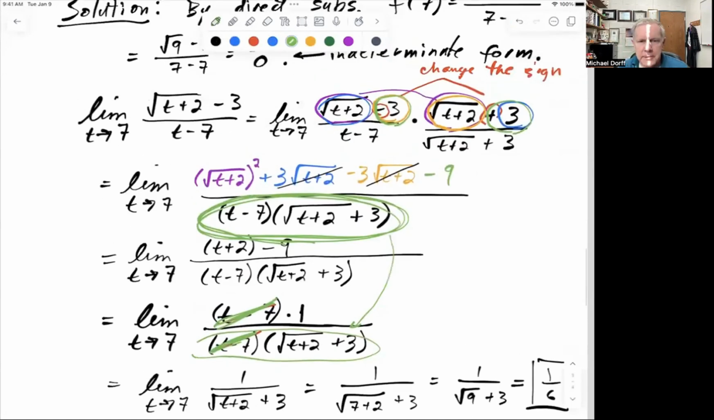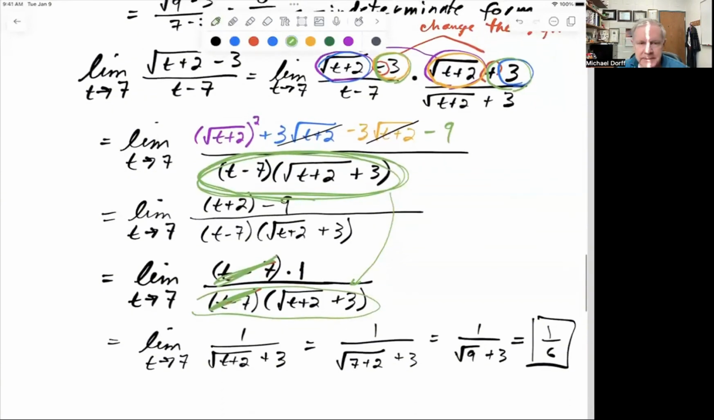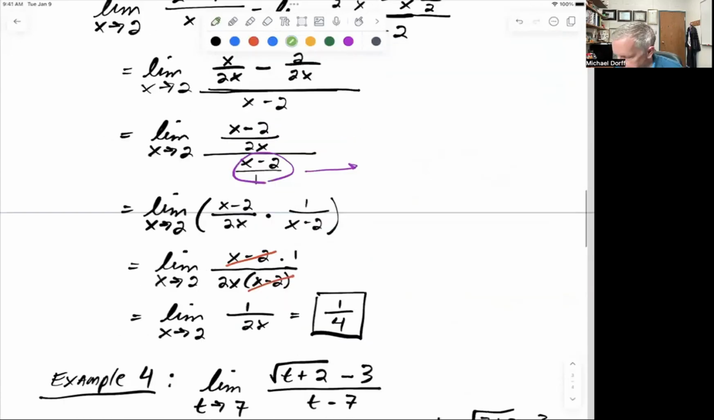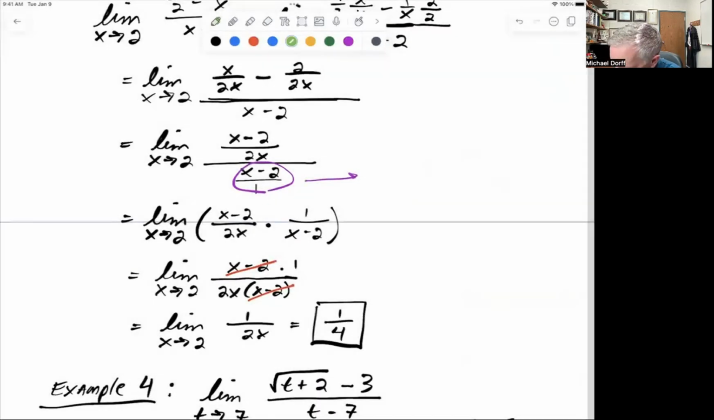I also want to point out one other thing in all these problems. What is being canceled out in the top and the bottom? What is the term that is always appearing in the top and the bottom? Well, in this case, it was t minus 7. In the previous problem, it was x minus 2. Notice this is related to what my limit is going to. In this case, my limit is x going to 2. All right, that's the same thing as saying x minus 2 equals 0.